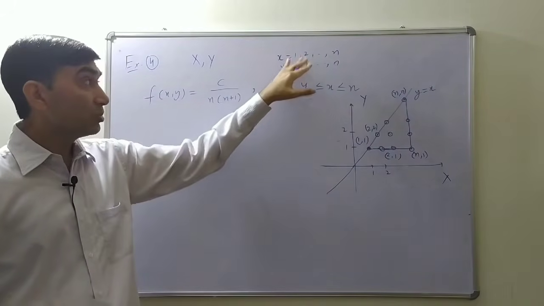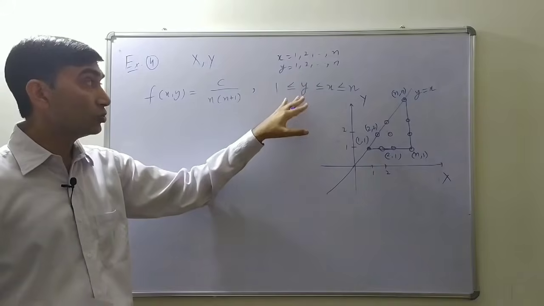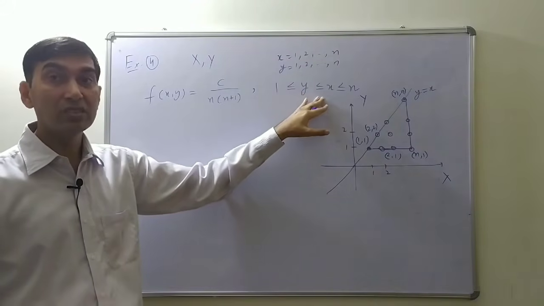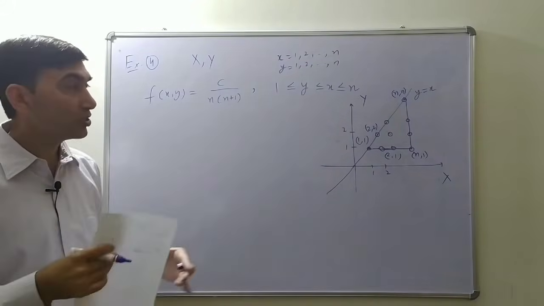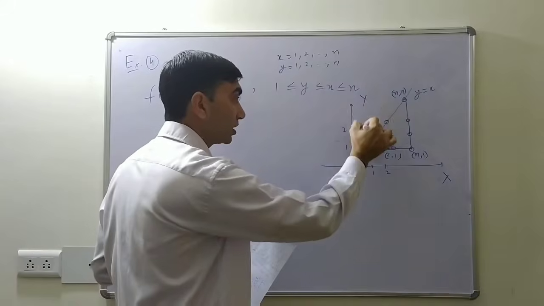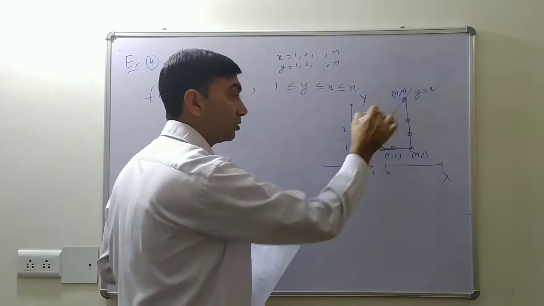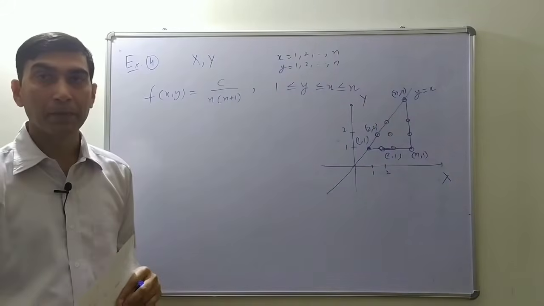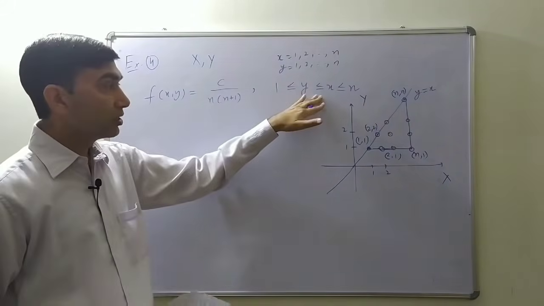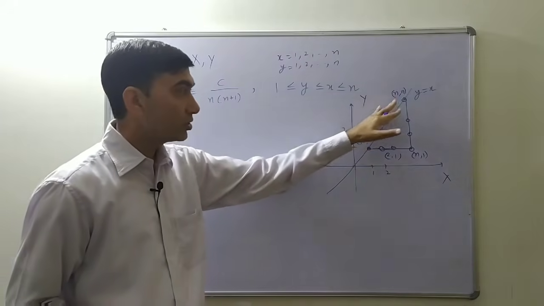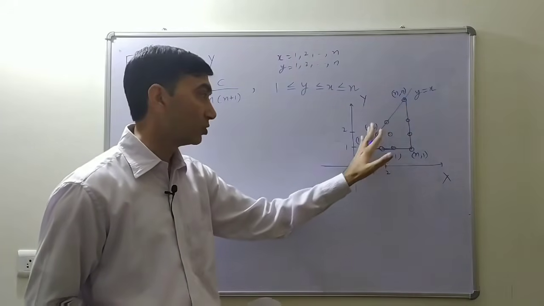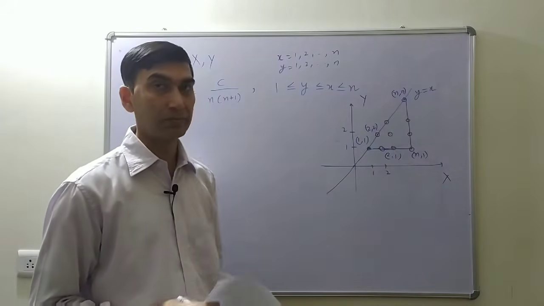But among these pairs, you have to choose those values of x, y where y is less than or equal to x. If you consider all the points, then you will get a rectangular shape in which the points are lying. But according to the given condition, you need to consider the points where y is less than or equal to x, or you can say below this line.